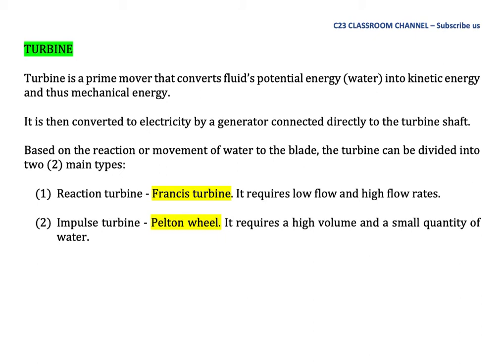Based on the reaction of movement of water to the blade, the turbine can be divided into two main types. One is the reaction turbine. The example of a reaction turbine is the Francis turbine. It requires low head and high flow rates. And the other type is the impulse turbine. The example of an impulse turbine is the Pelton wheel. It requires a high head and a small quantity of water. We will discuss both types of turbine.